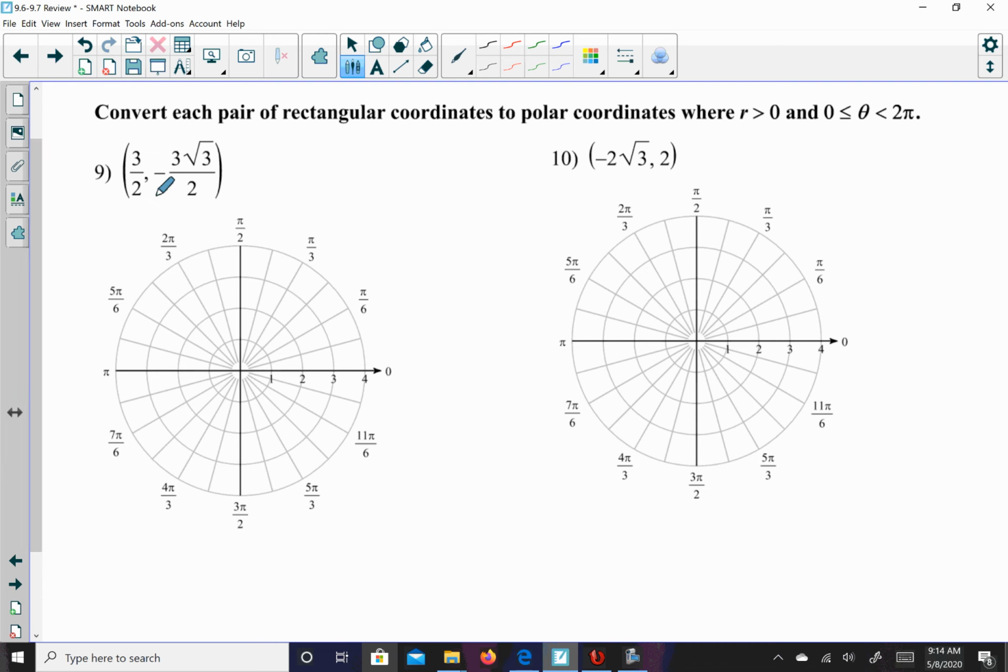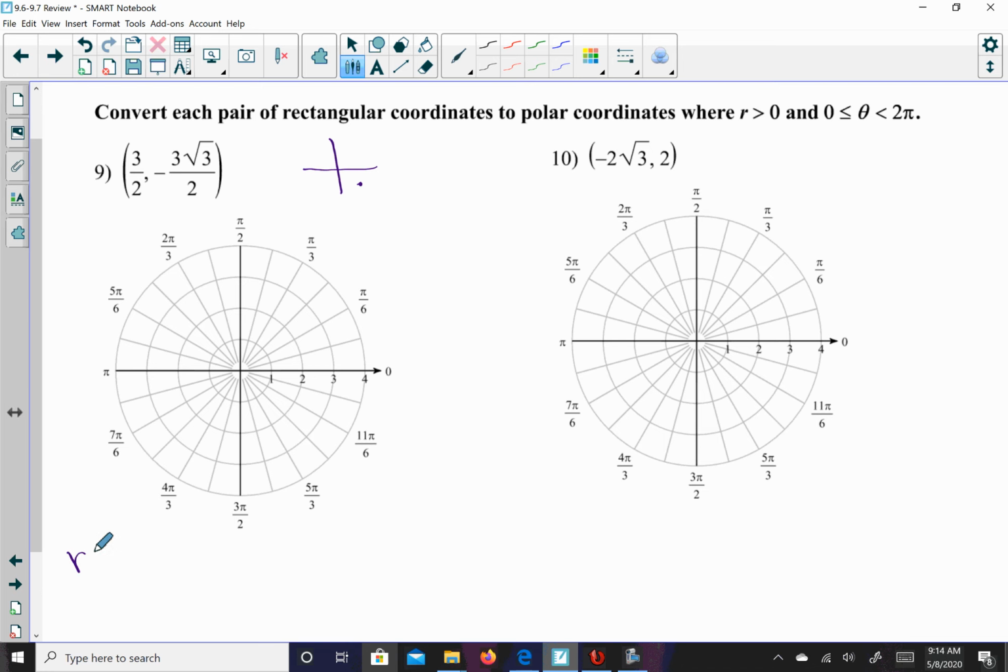So if I were to plot positive 3 over 2, and then a negative 3 times the square root of 3 over 2, my x is positive, my y is negative. I see that my point's going to be in the 4th quadrant. And that's good because I don't have to adjust, and I'll explain why in a second.